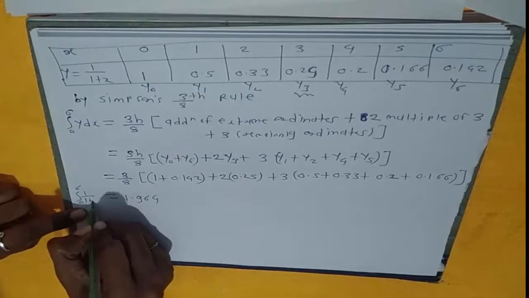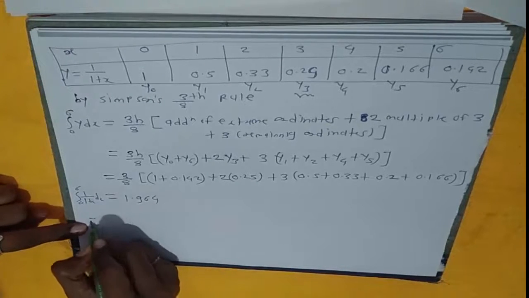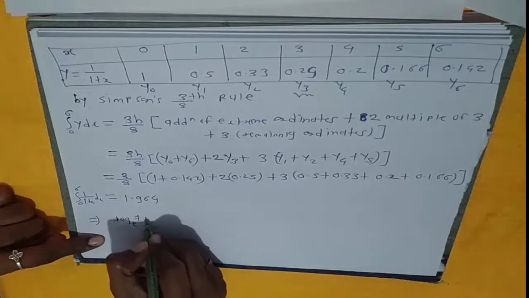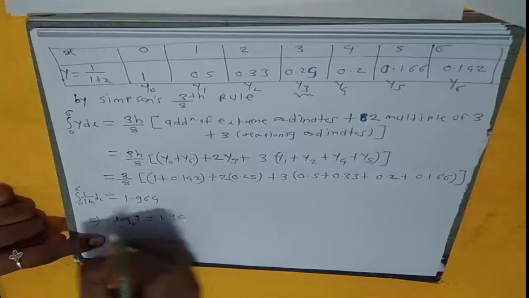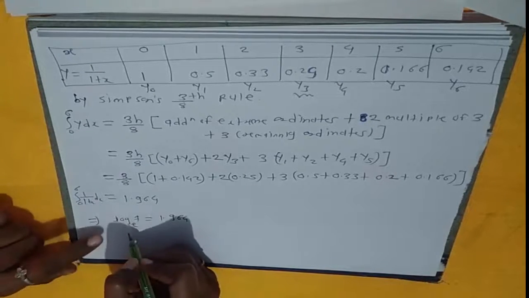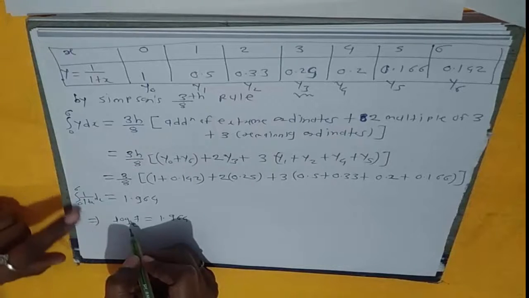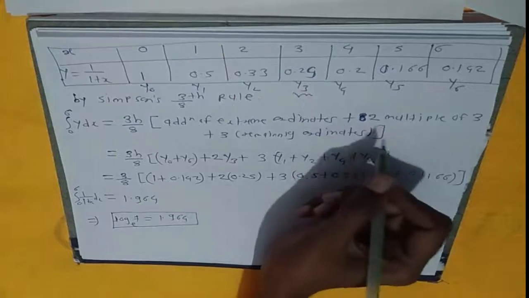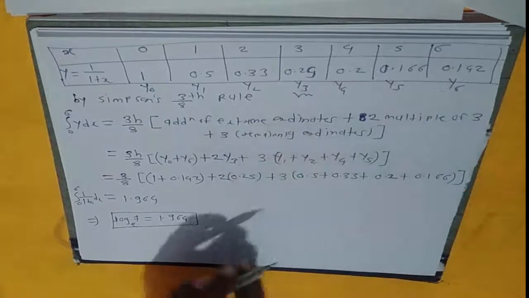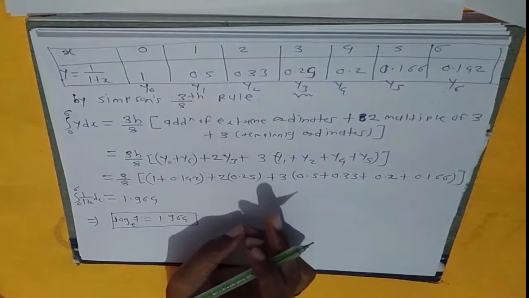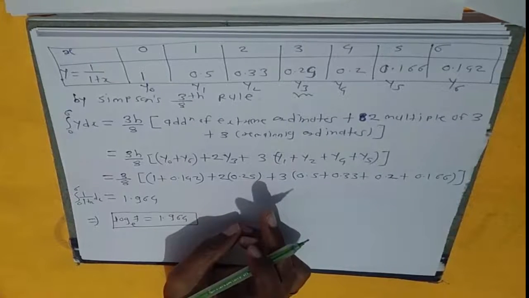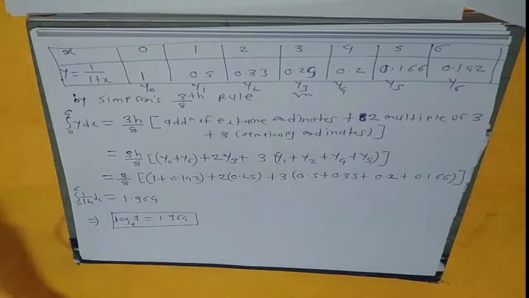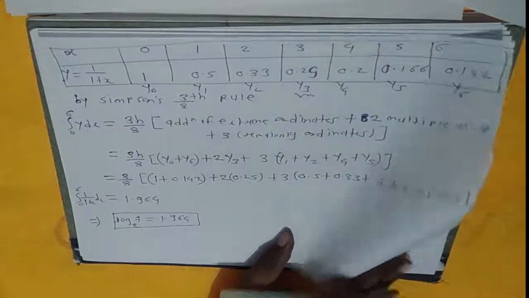Y will be 1 upon 1 plus x, and that is equal to log 7 to the base e, which is equal to 1.964, because we consider the value of this integral to be equivalent to this. Okay, so we get this by using Simpson's 3/8 rule. In this way we find the definite integration, either by the trapezoidal rule, Simpson's 1/3 rule or Simpson's 3/8 rule. Okay, then we see the next example.